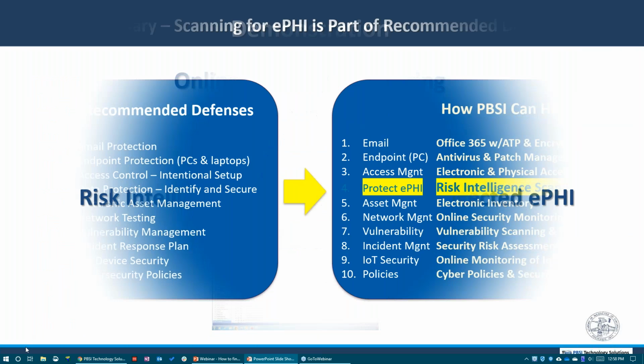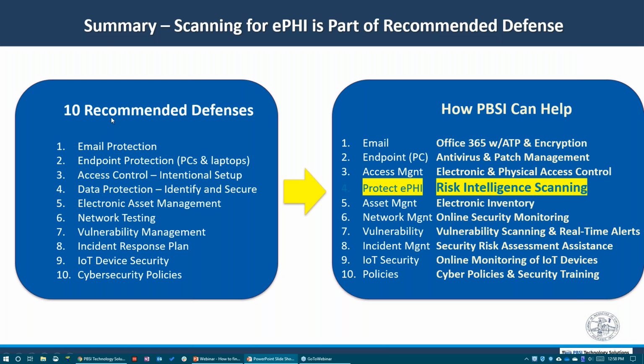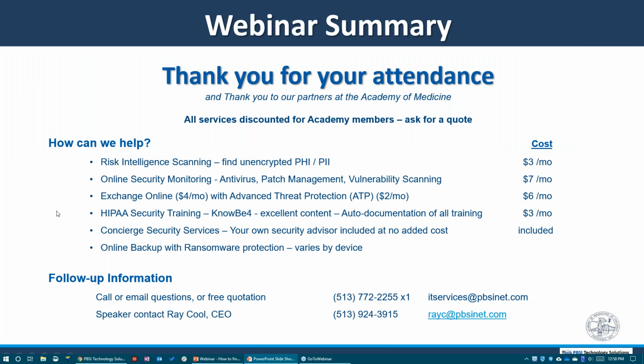Okay, we're almost finished with content. In context, all of the defenses that a medical office really should have in place include protecting our email, protecting our PCs and laptops, having access control in place, identifying where our insecure data is, which is what we just demonstrated, risk intelligence scanning, electronic asset management, network testing, vulnerability scanning, having an incident response plan, making sure our medical devices are protected, and that our policies are in place. That's the big picture. Today, we looked at one little component of that, which is identifying where our exposed data is.